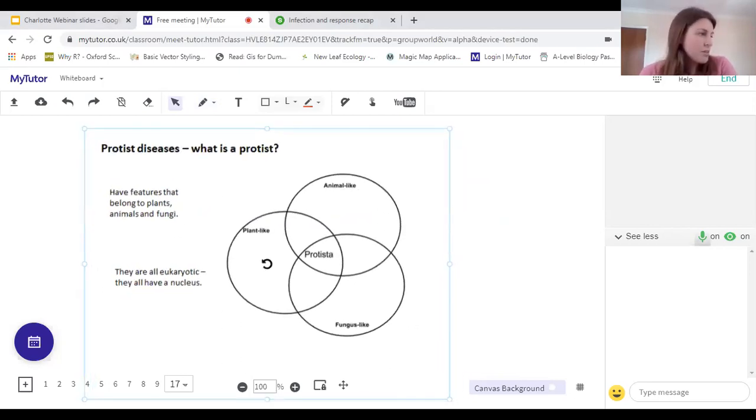So here we go. This is the first slide where we talked about protists. Oh, good, Millie. I'm glad I'm not freezing anymore.